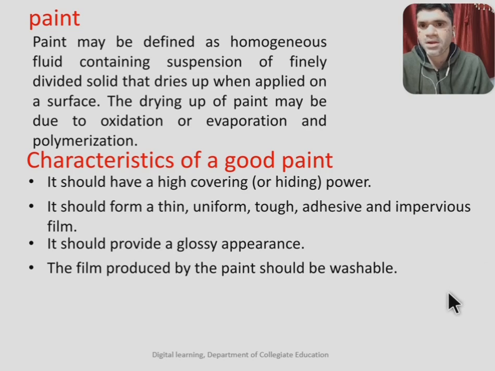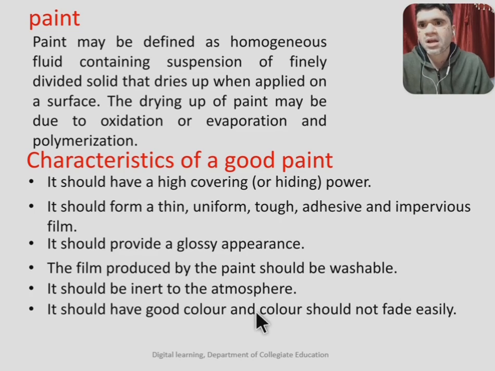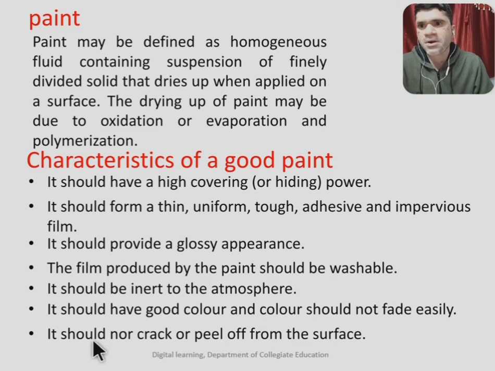So if on the paint some marks are there, then it should be washable by using water. It should be inert to the atmosphere. So when applied onto a surface, it must not undergo oxidation with time. If it undergoes oxidation or any other decomposition process, then that glossiness will be lost by the paint, and therefore we say that paint should be inert to the atmosphere. It should have good color and color should not fade easily. And the last property is it should not crack or peel off from the surface.